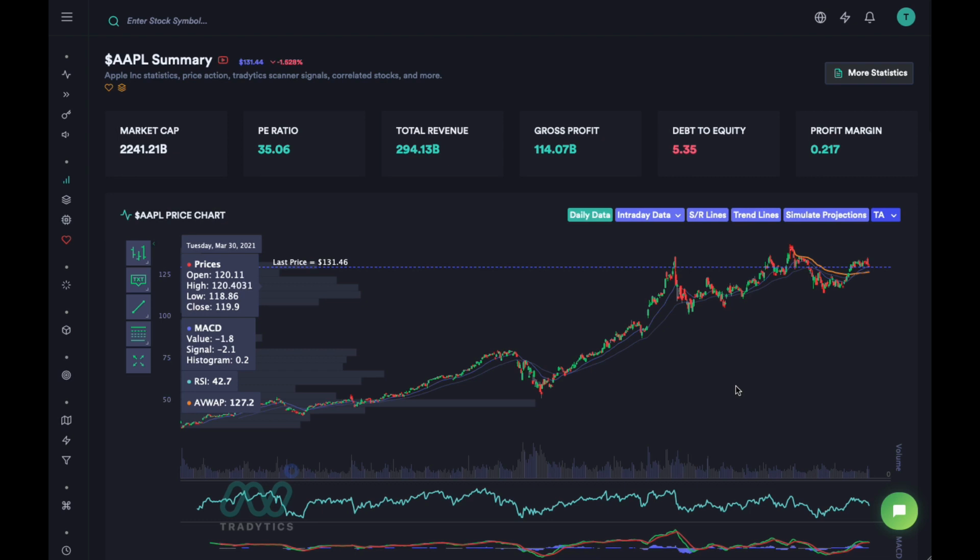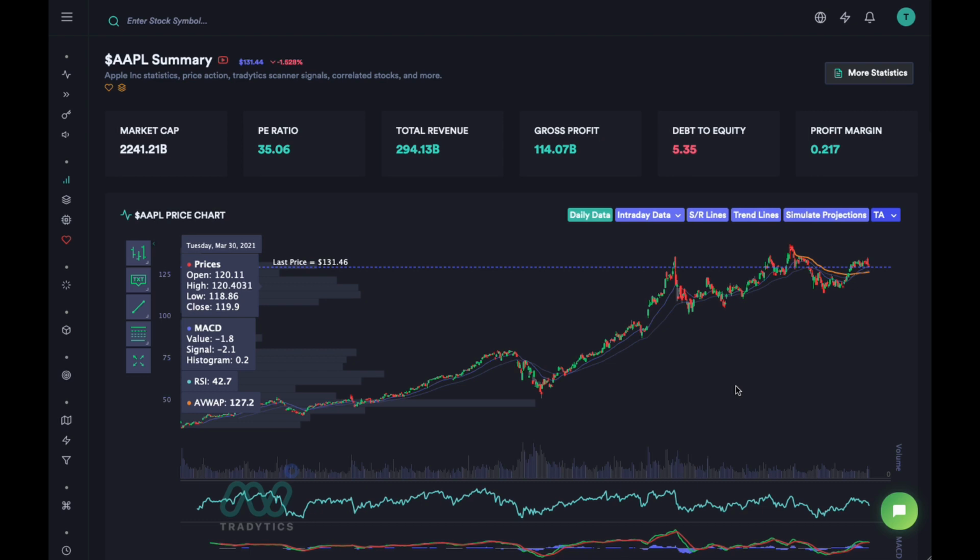Now how do we use moving averages? There are two or three things that these moving averages are used for. The first one is they are used to find out the trend of the market or the trend of the stock. So when the moving averages have a positive slope, or they are going up, then that means that the stock is in an uptrend.